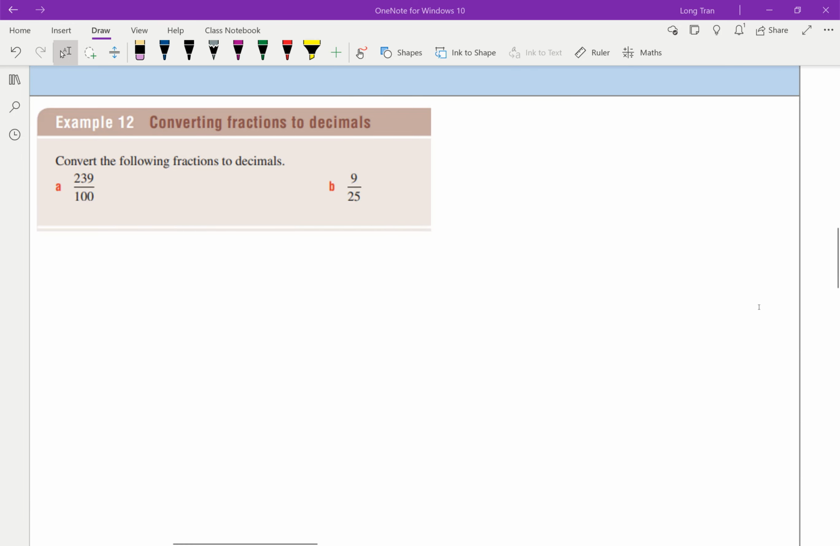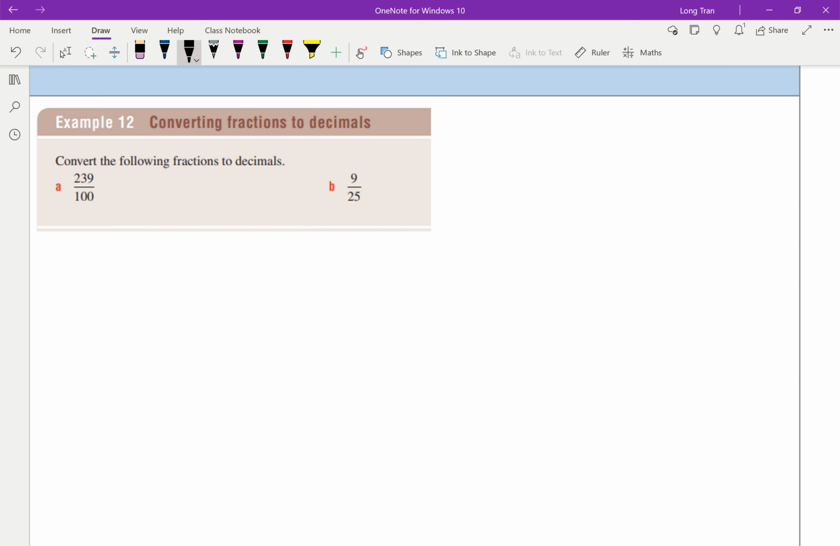Hey there, year 8s. In this example, I'm going to convert the following fractions to decimals. And this one is relatively easier. Technically, the best way to do it, especially with harder fractions, is you literally read what you see.